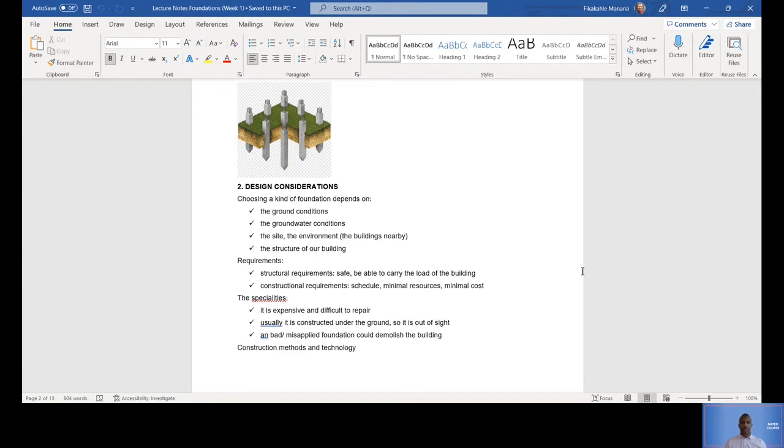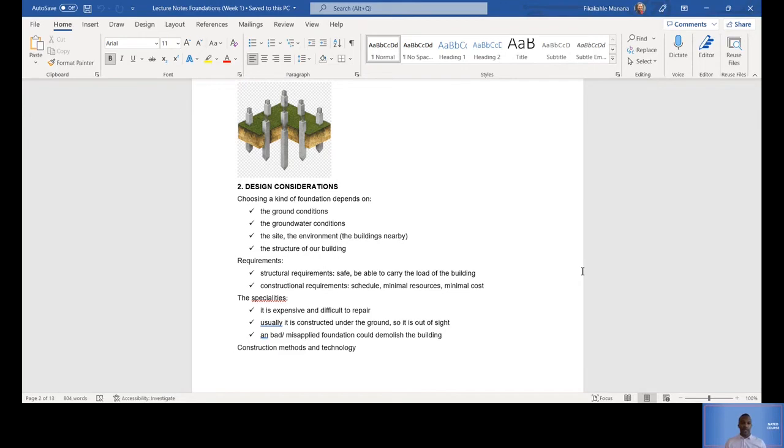Okay, and then the constructional requirements. Now those are schedules. Schedules is like, how much time do we have to build the foundation? When can we start it and when can we end it? What resources do we have? How much money will it cost, the budget of the foundation? All of these are just some requirements of the foundation.